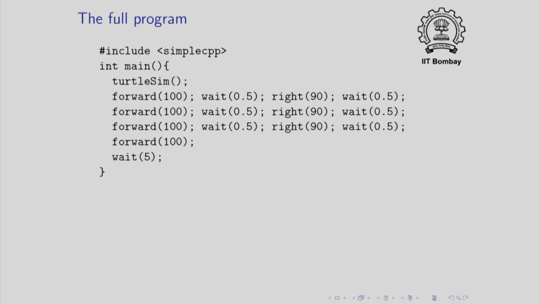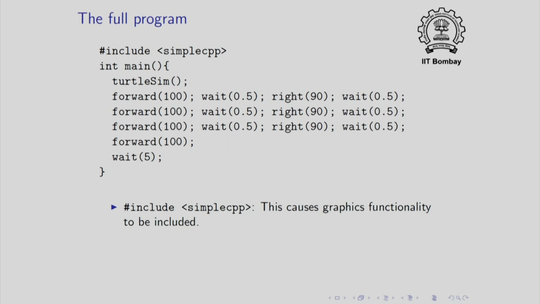The first line here says include simple CPP. This just includes a header file called simple CPP. This causes the graphics functionality to be included. Then you have the main program, the first line of which is turtle sim. This creates the graphics window, or what we call the graphics canvas, with the turtle inside it. Now the rest of the program is really similar to what I wrote.